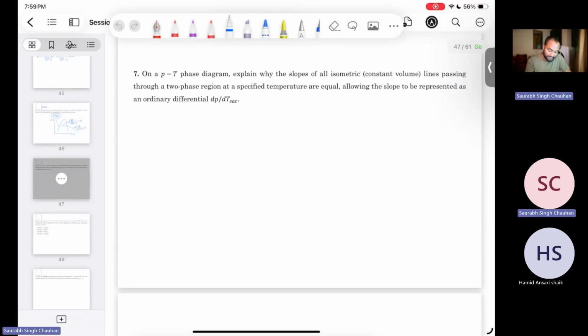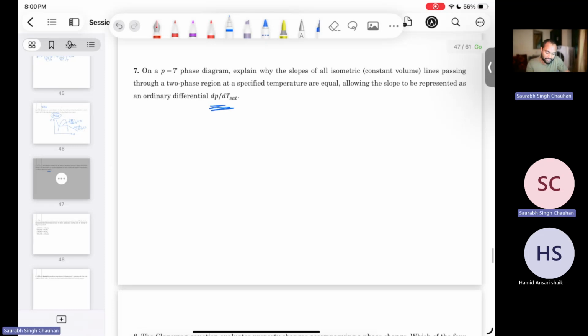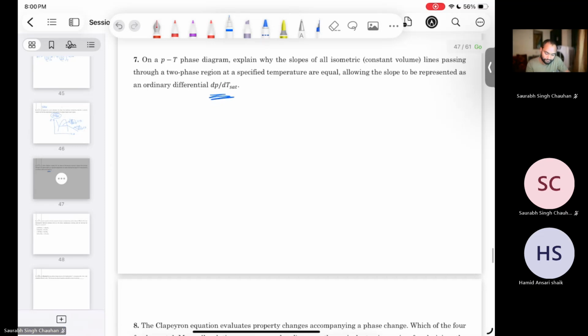So number 7, it is saying PT phase diagram. Explain why the slope of all constant volume lines passing through the two phase region at a specific temperature are equal, allowing the slope to be represented by its ordinary differential dV by dT at saturation. So you are telling that it is not a function of the specific volume, right? Yes, sir. That discussion comes when we discuss the Clapeyron equation.